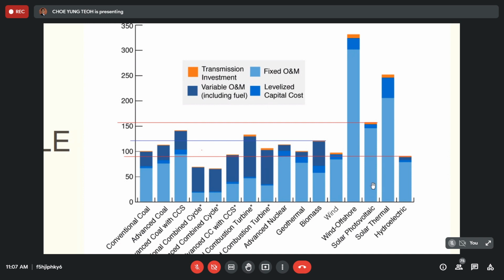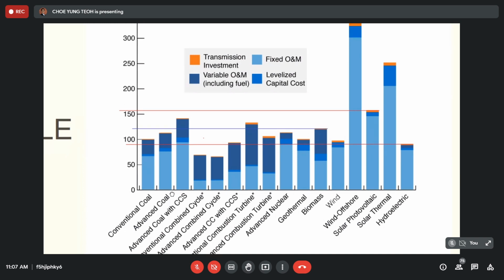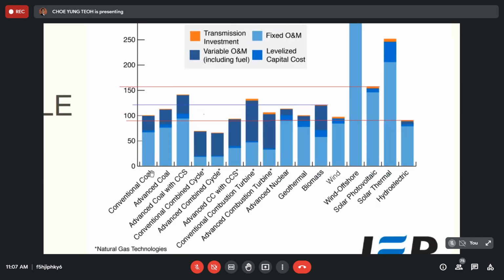Then you look at the first one, coal, which is a fossil fuel. For coal, we have three different types: conventional coal, advanced coal, and advanced coal with CCS. We start with conventional coal. Conventional coal simply means you burn the coal, produce heat, and run a steam turbine. Very straightforward. Then advanced coal is more advanced and more environmentally friendly, whereby it converts coal into gas. We call this coal gasification.